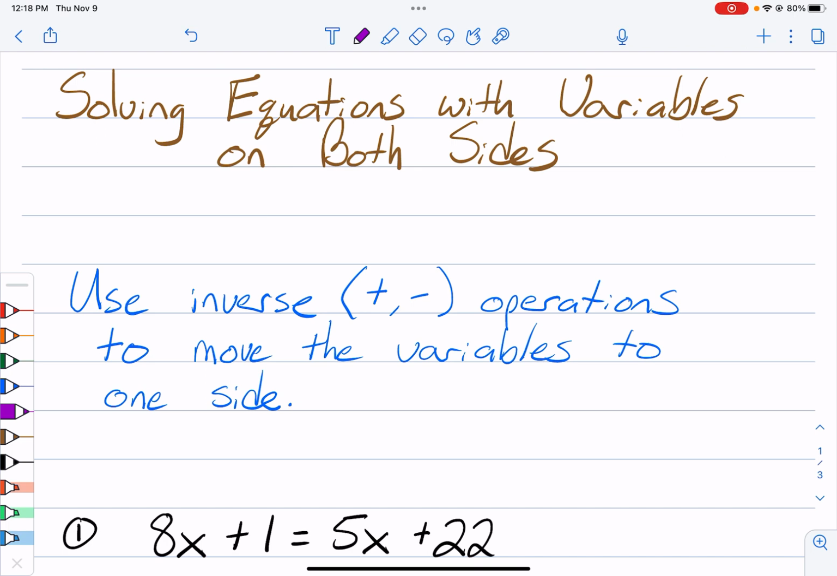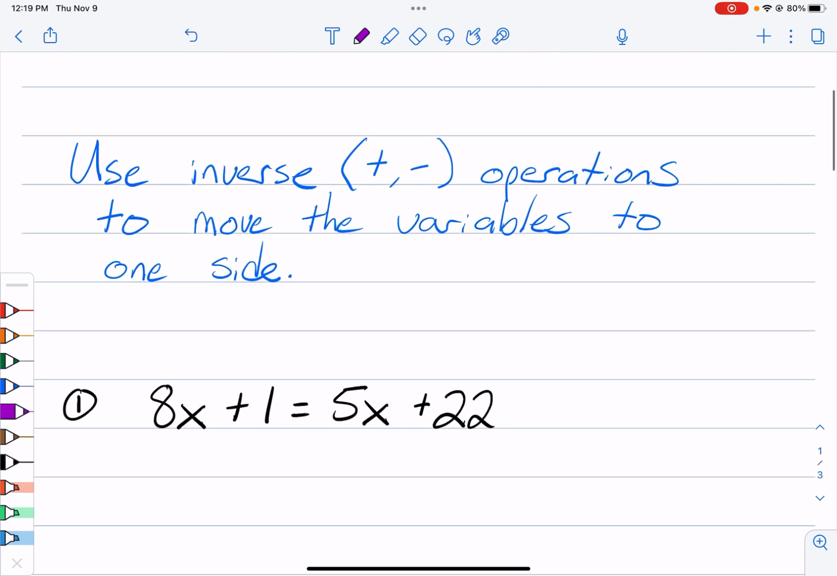So when we see our equation, we might have a variable x on the left and on the right, or whatever variable the problem happens to have. Now we need to move one of our variables so that all of our variables are just on one side, either the left or the right, it does not matter. And we're going to do that by using inverse operations. So we're going to either add or subtract the variable to move it to the other side. So let's give it a try with our first problem.